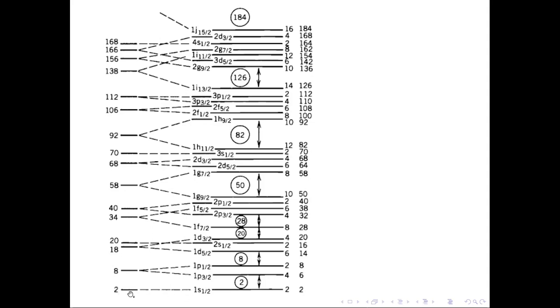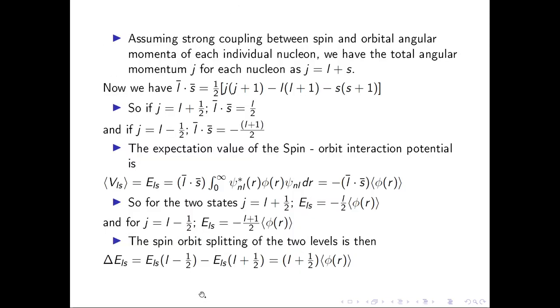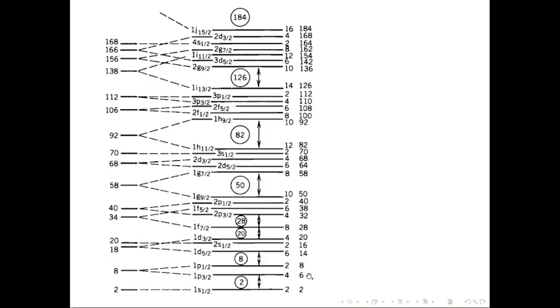So this is the 1s level, l is equal to 0, no splitting. Here we are talking about splitting into l plus half and l minus half. For l equal to 0, the 1s level, there is no splitting, so two nucleons can reside here.